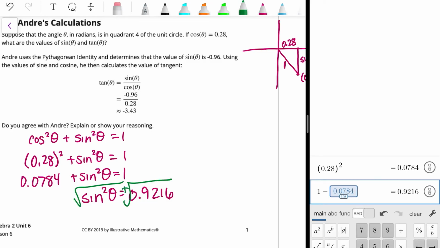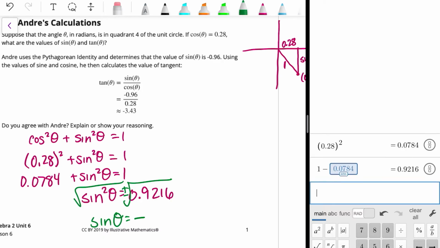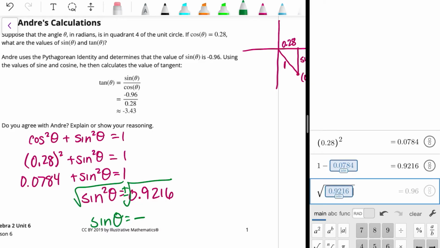So then we need to take the square root of both sides. And again, that's going to be plus or minus. And in this case, it is negative because we're in the fourth quadrant. So I'm going to take the square root of that answer. And that gives us 0.96. So he did the Pythagorean identity correctly.